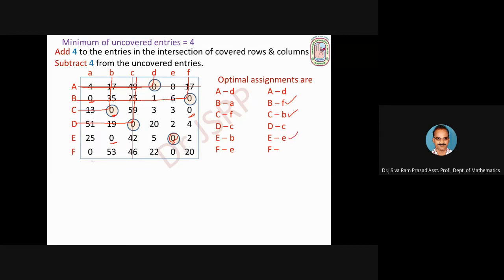Then capital F has two options, that is small a or small e. Already small e is assigned to capital E. So I have only one option for capital F, that is small a. So capital F is assigned to small a. Okay.